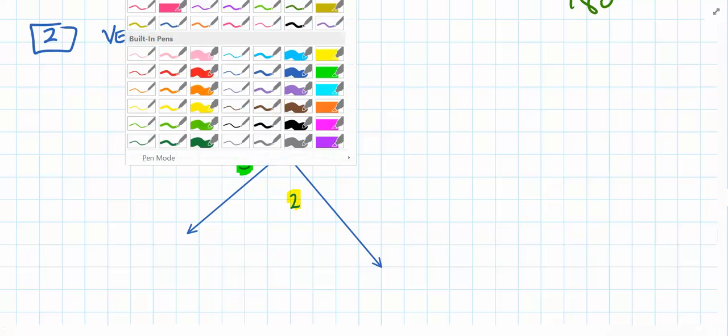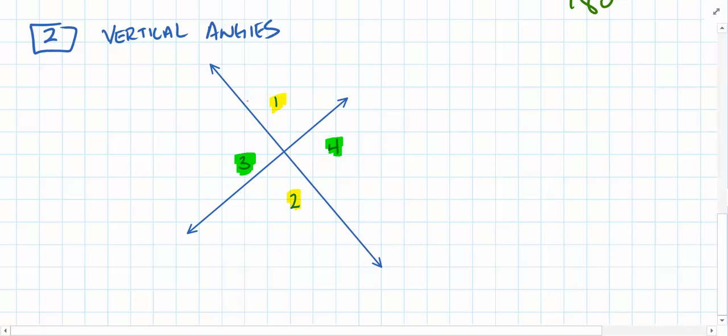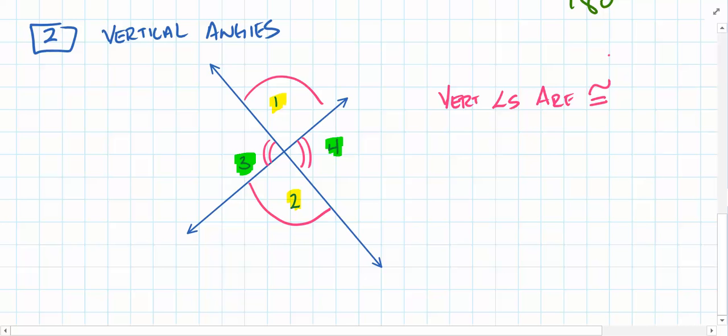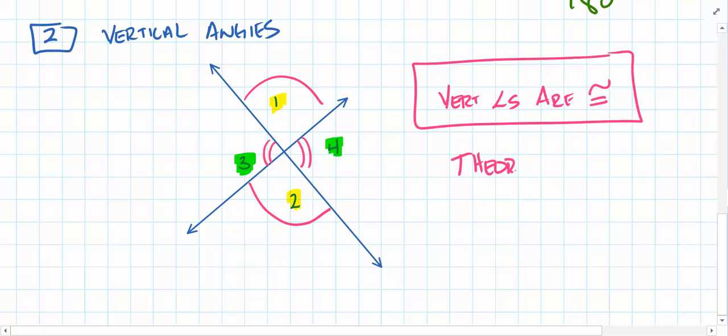Okay, so you're catching on to everything that we need to know here. The idea here is that 1 and 2 are a pair of vertical angles. There's another pair of vertical angles, and those angles are 3 and 4. These are what we call vertical angles. And the thing that you just figured out was that vertical angles are across from each other. They are congruent. Okay? This is a theorem. Yes, we have an actual theorem that says vertical angles are congruent.